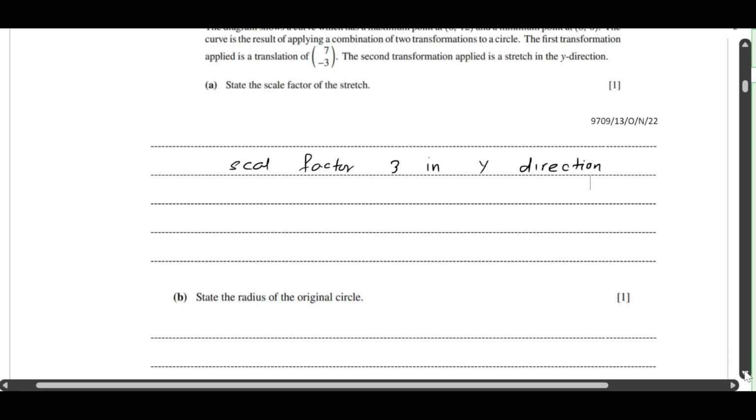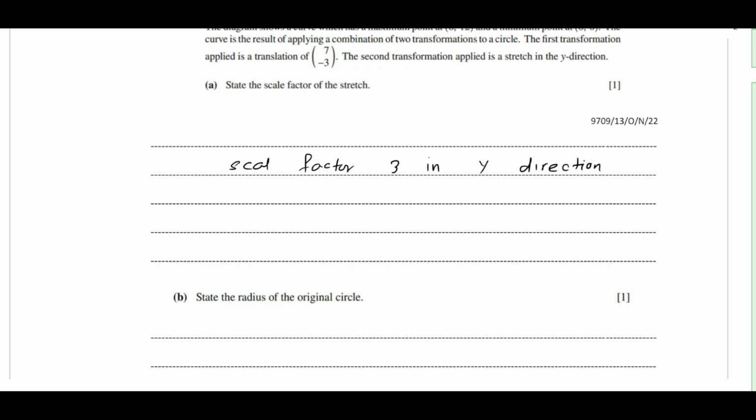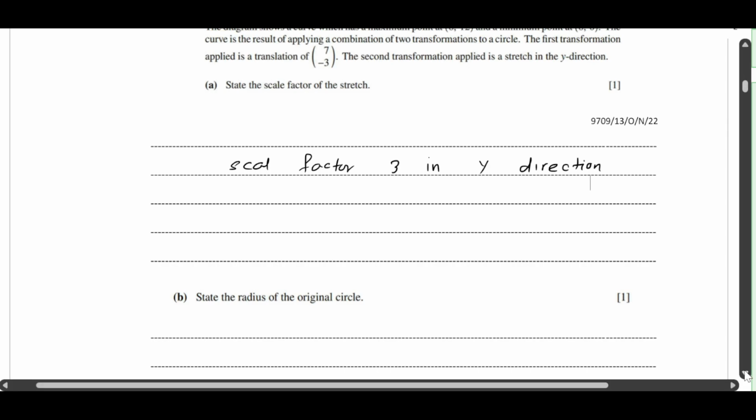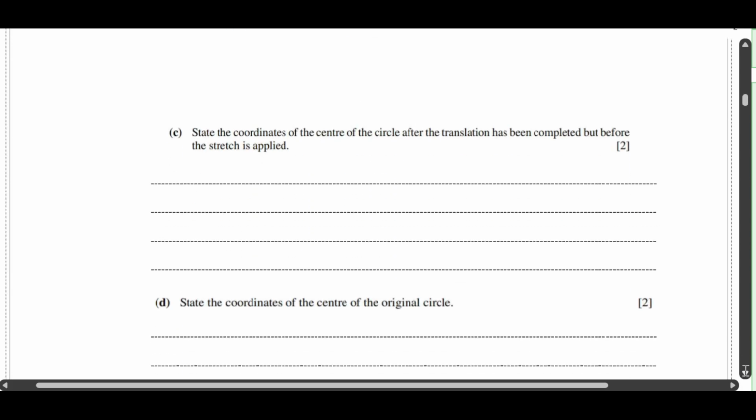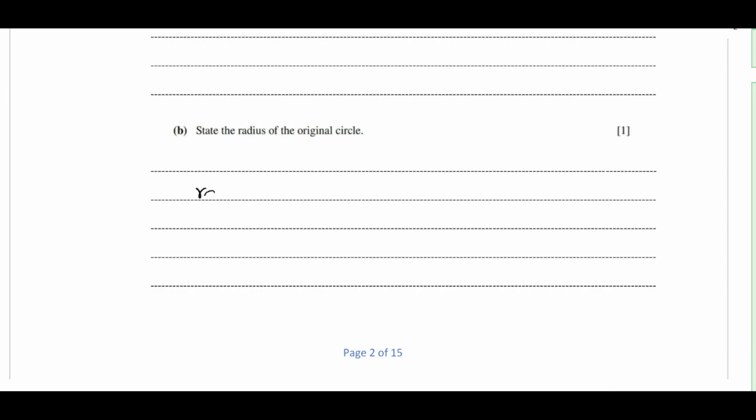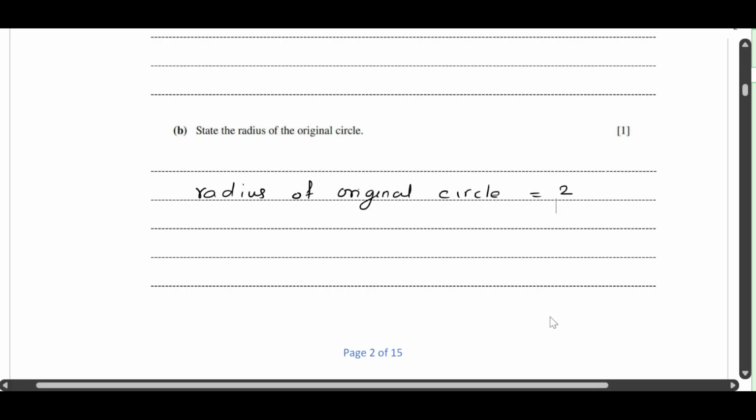Then next. State the radius of original circle. As you can see, the diameter is 4 units. So the radius of the original circle will be 2 units. So here I will say the radius of the original circle is 2. Okay, for 1 mark only, so one statement is enough.